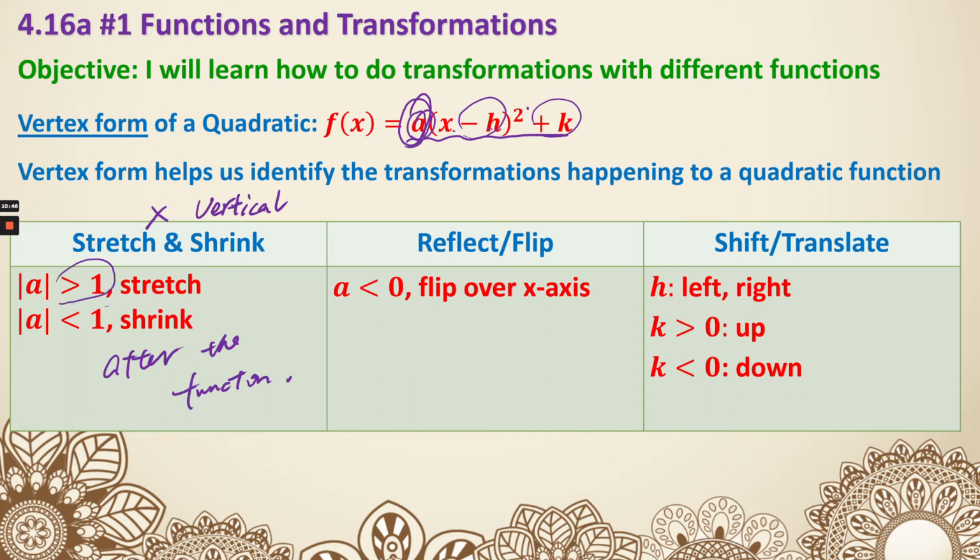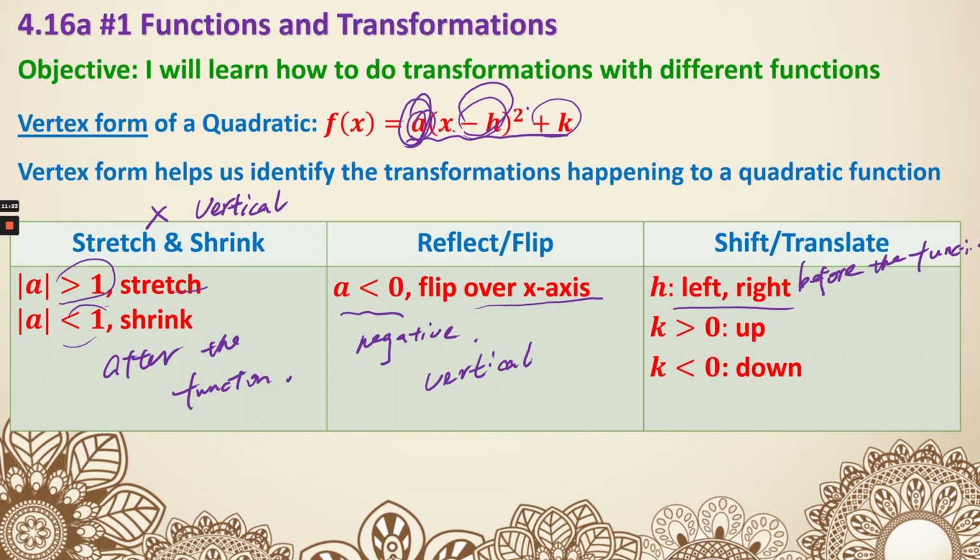And in that case, if a is greater than 1, it's stretch, less than 1, it is shrink. If a is less than 0, that means you have a negative number, negative sign in the front. It's going to be flipped over the x-axis. Because again, it's outside, it's after the function, which is why this is going to be a vertical flip. Which, in other words, is flipping over the x-axis. Next, for h. This is going to be about shifting left and right because you're going to need to subtract the h first before you can square it. So this part is before the function, which is why that is horizontal.